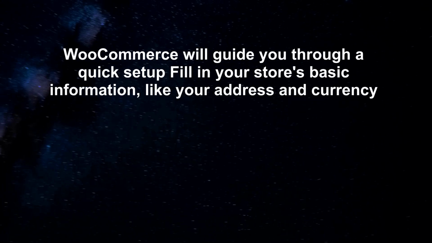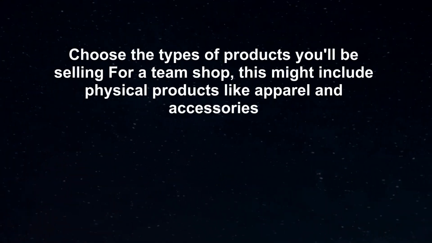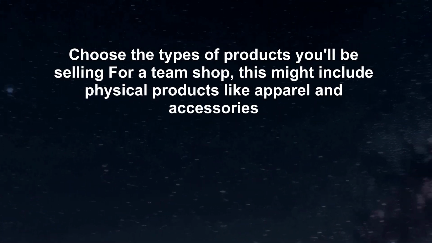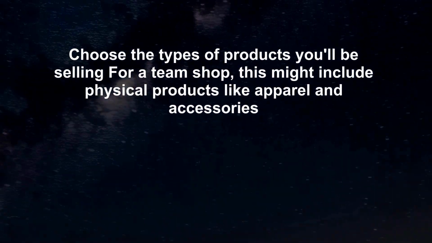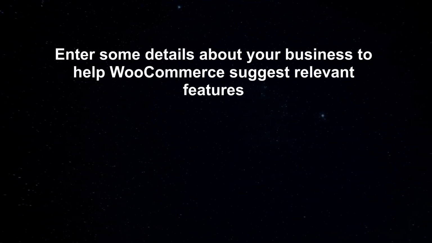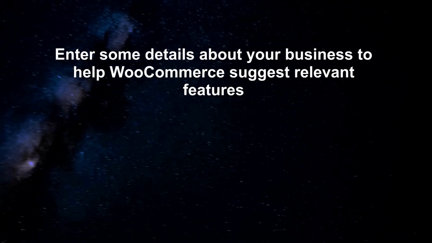Fill in your store's basic information, like your address and currency. Choose the types of products you'll be selling for a team shop. This might include physical products like apparel and accessories. Enter some details about your business to help WooCommerce suggest relevant features.